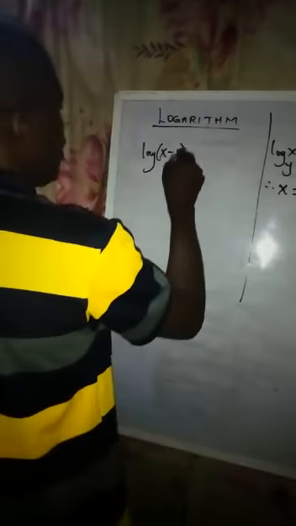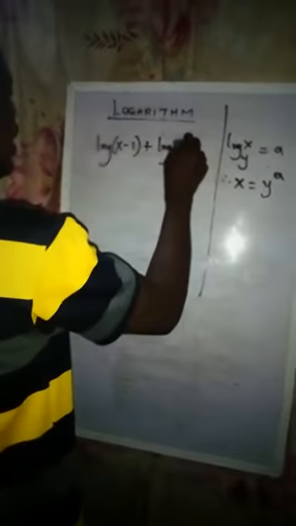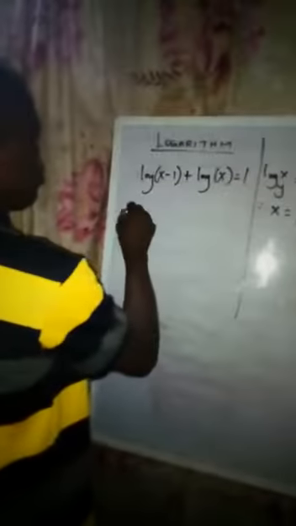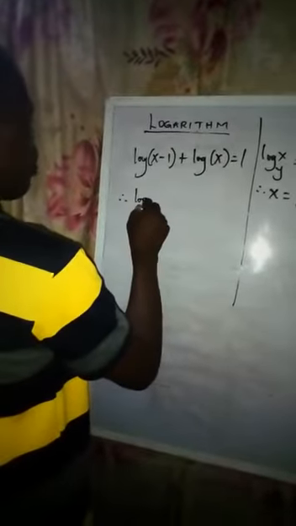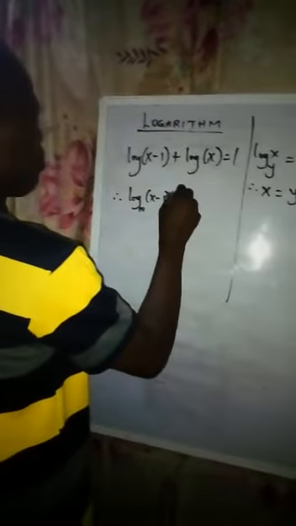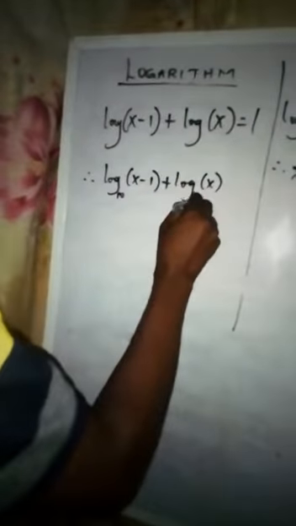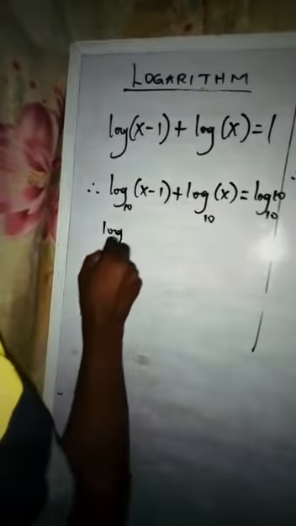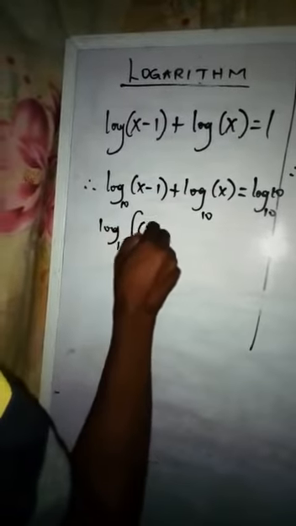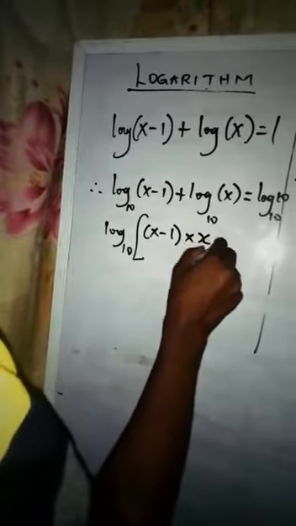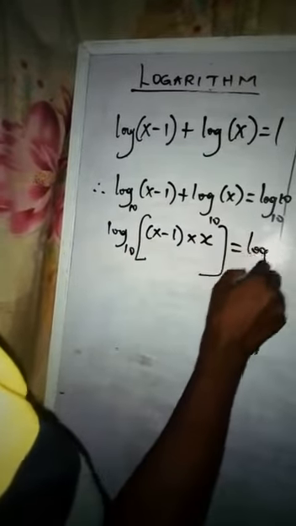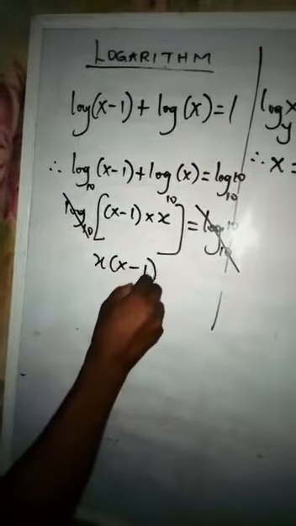Log(x - 1) + log x is equal to 1. There is no base. If there is no base in logarithm, what you do is that you assume log base 10. And when we assume log base 10, we say this will be log base 10 (x - 1) plus log x base 10 is equal to log 10 base 10. So that is equal to log base 10 in brackets (x - 1) multiplied by x close bracket equal to log 10 base 10. So log 10 cancels log 10. We have x(x - 1) is equal to 10.